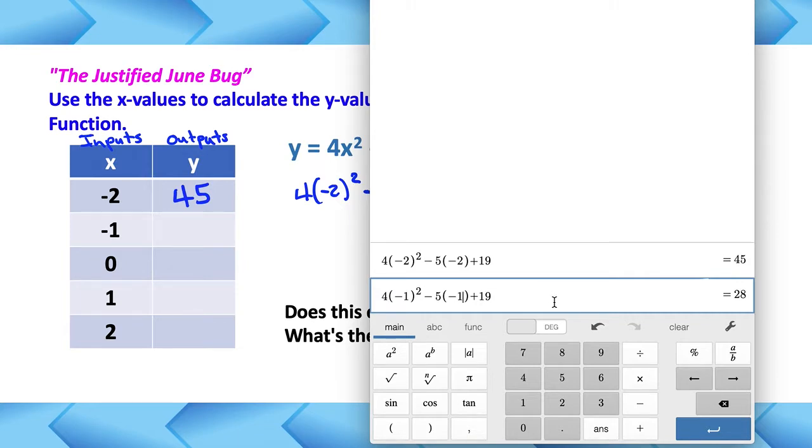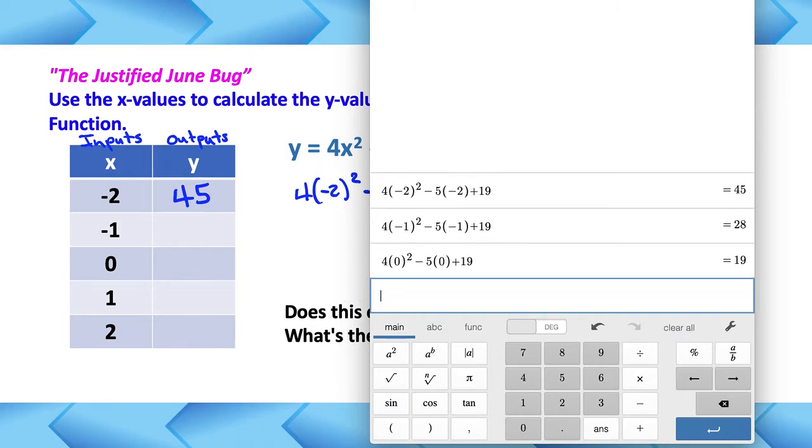I'm going to go ahead and do all of them, and then I'll fill the table out after I get them all filled in. Now the next one I really don't need any formula for, because if I plug in a 0, I should get the y-intercept. I should get a 19. Ready? There you go. Look at that. Basically, when you plug in the 0, everything goes away. All right. So let's copy, paste.